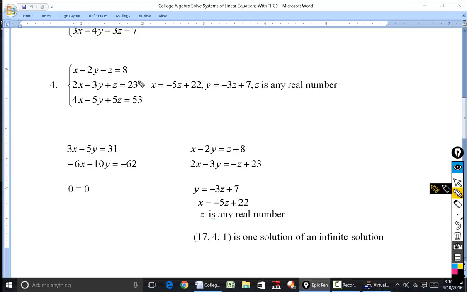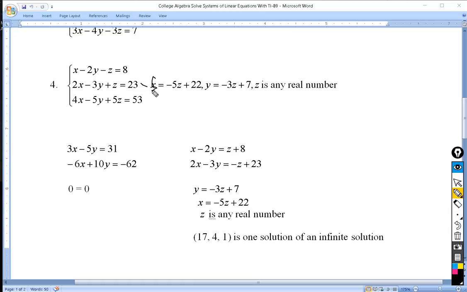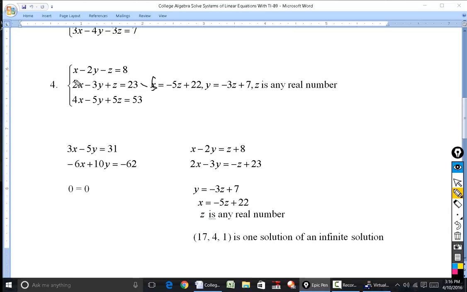So multiplying through by negative 5, negative 5 times 2x is minus 10x, and a 4y is minus 6. Minus 5 times minus 3y is plus 15y, and a minus 5y is a 10y. And then minus 5 times 23, added to 53, gives me a minus 62.